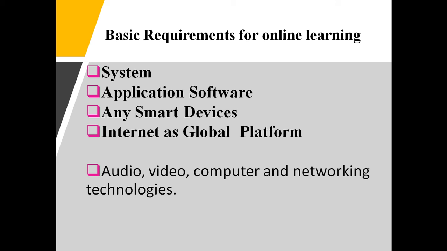Next, as I told, any smart device that is going to support your application to run, right? And internet as a global platform, very important, right? So you have a system, application software, and any smart device. If you don't have internet, then obviously it is not considered online learning. So the minimum requirement for online learning is a system, application software, any smart device that is compatible and supports the application software, and again the internet as a global platform. Without internet, the requirement is not going to be fulfilled or completed.